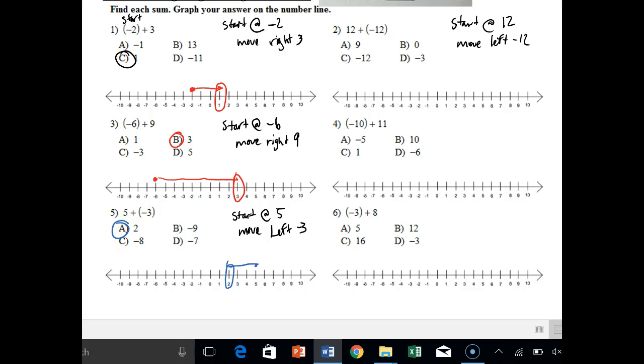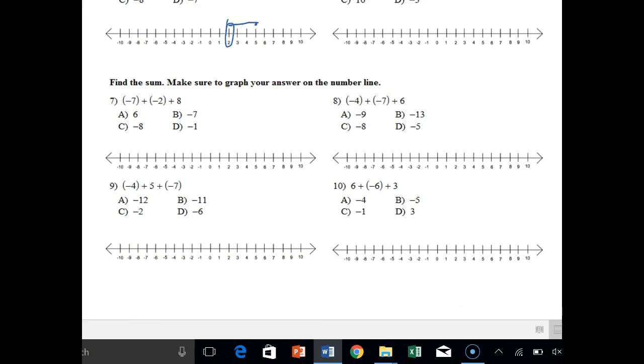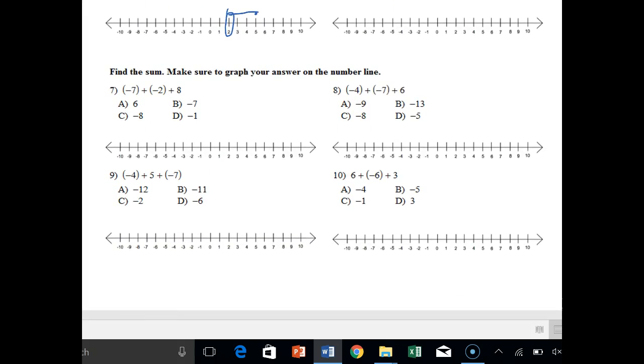All right, moving on down to number 7. What we're going to do is find the sum and make sure you graph your number on the number line. So for here, you're going to start at negative 7, and you're going to do 2 things. First, you're going to move left negative 2, and then you're going to move right 8 times. All right, so I'll do the first one in red here.